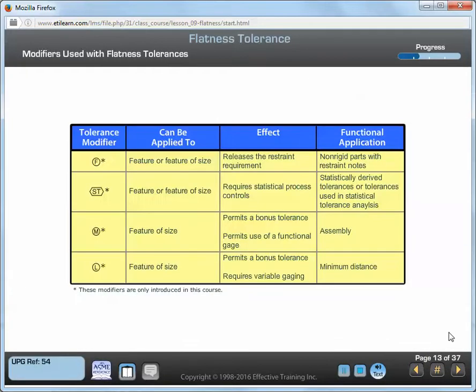This chart shows the modifiers that you can use in a flatness tolerance application. It includes their effects and examples of functional applications where they could be used.